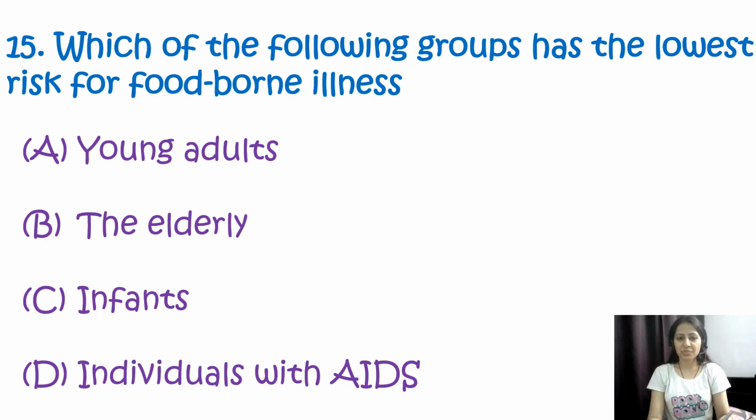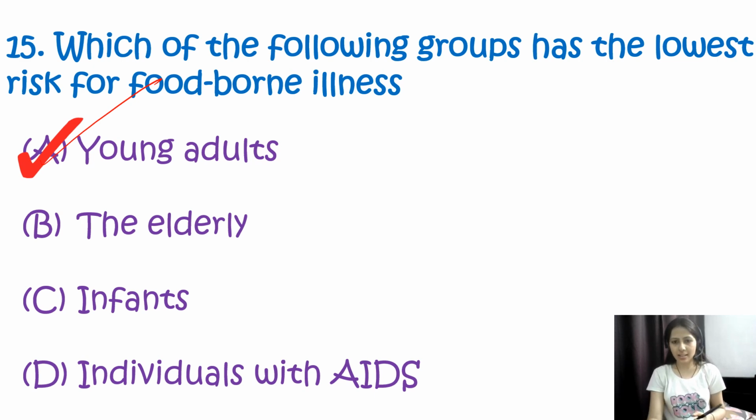Next. Question number 15. Which of the following groups has the lowest risk for foodborne illness? Young adults, elderly, infants, or individuals with AIDS. So over here my correct option is A, that is young adults. Young adults have a lower risk of foodborne illness compared to the other groups. Those are elderly, infants, or individuals with AIDS.